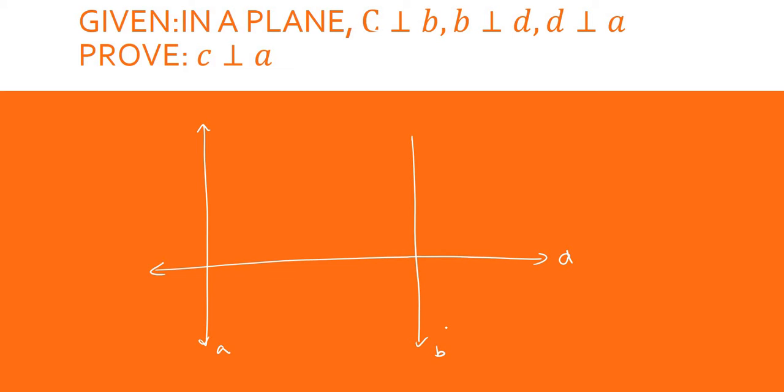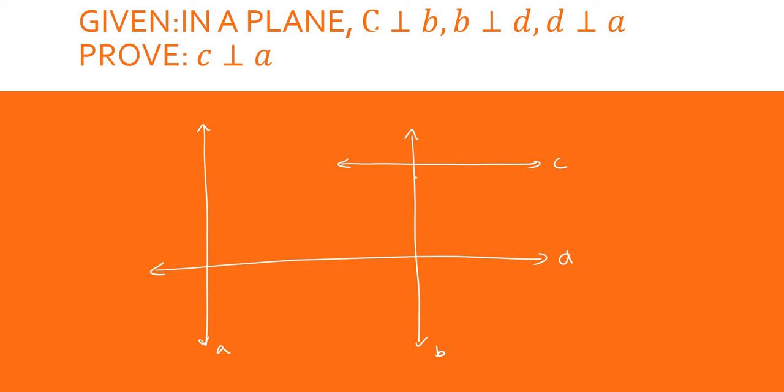Okay, so in a plane, if c is perpendicular to B and B is perpendicular to D, that should have been a small c, sorry. But anyway, if c is perpendicular to B, B is perpendicular to D, and D is perpendicular to A, prove that c is perpendicular to A. So I'm going to draw a picture. You write all that down. We're going to call this D. We're going to call this A. We're going to call this B. And we're going to call this c. And you'll see why I'm only drawing it part way.